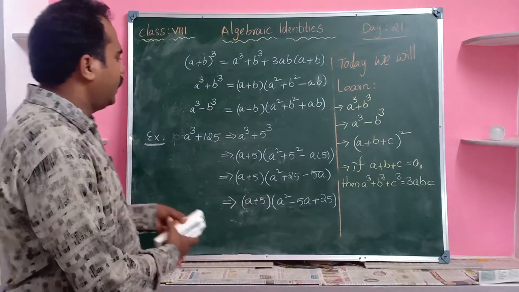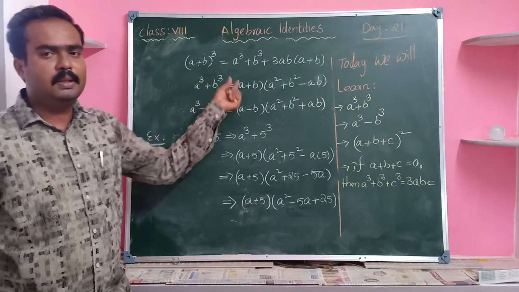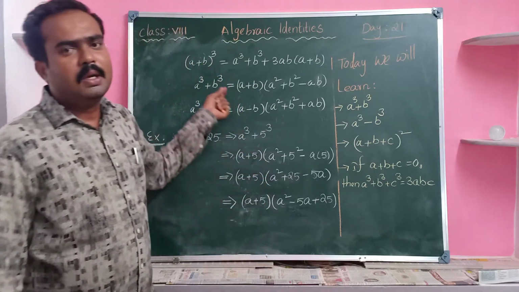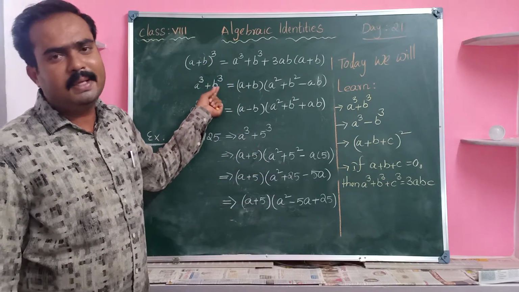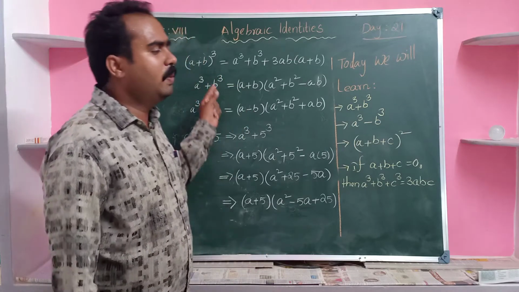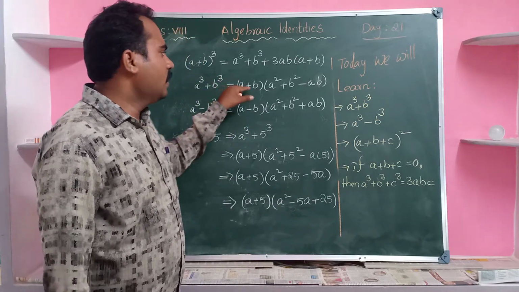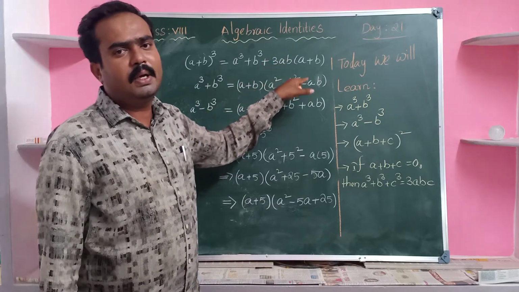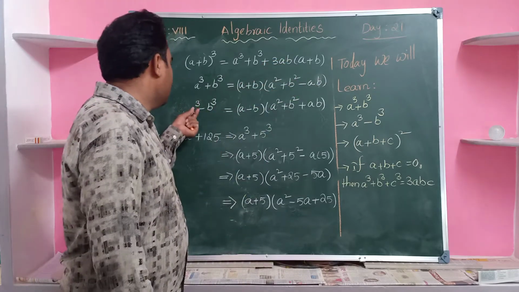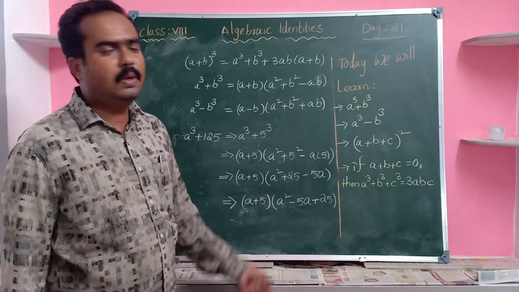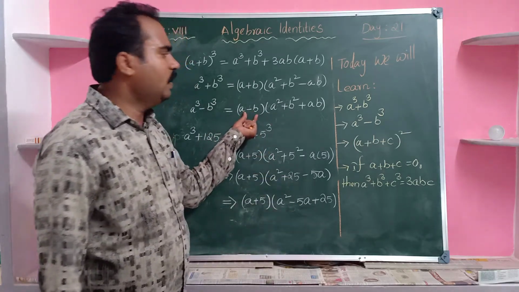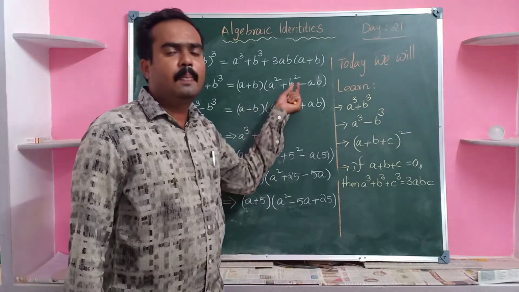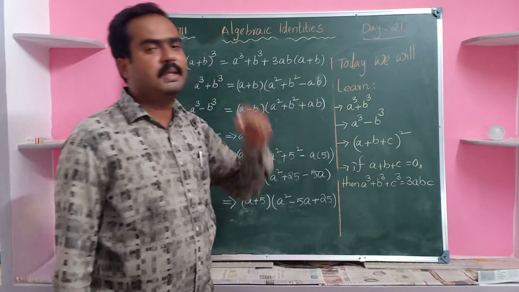So these are the example problems on these two identities. See what is a cube plus b cube. A cube plus b cube is equal to (a plus b) into (a square plus b square minus ab). A cube minus b cube is equal to (a minus b) into (a square plus b square plus ab).